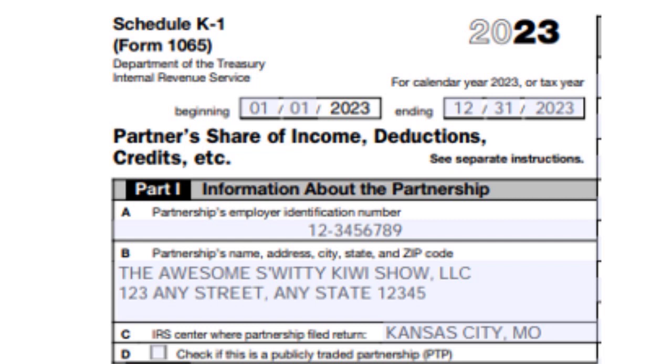And you also have to specify the IRS center where the partnership filed the return. Remember that Schedule K-1 is always tied to the Form 1065 or 1120S. In this case, it's Form 1065. So where you filed the Form 1065, you have to actually put the IRS center. You have to indicate it here. In our case, this is in Kansas City, Missouri. And so that's Part 1.